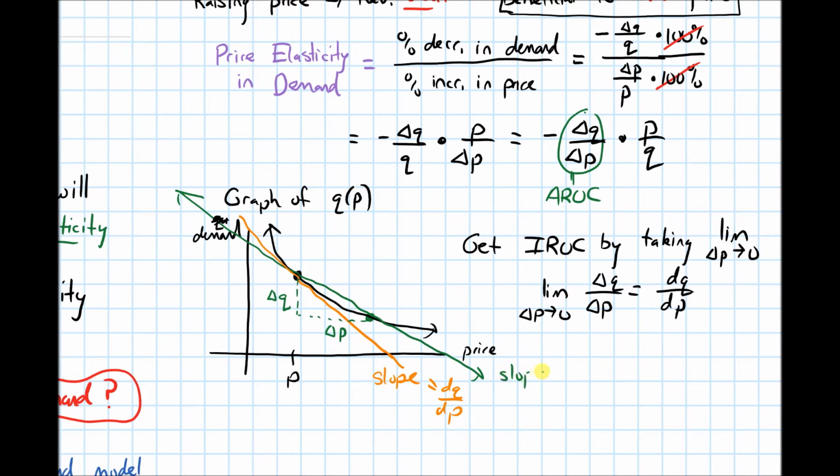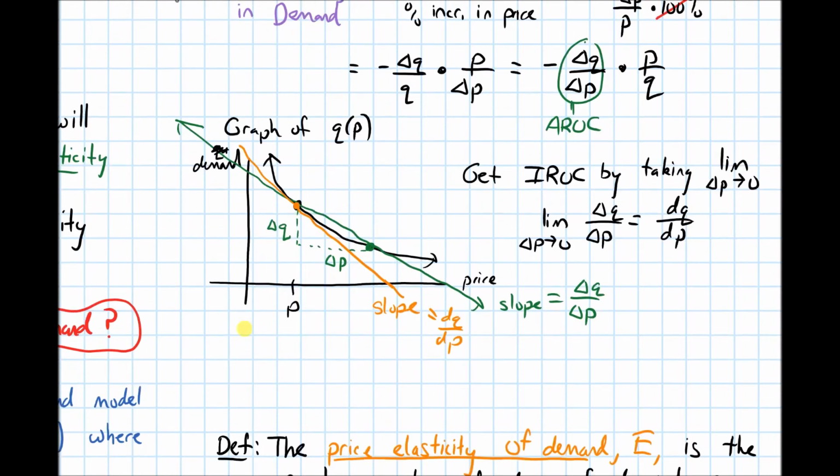So technically, when I said this thing at the top was the price elasticity of demand, it might have been a little bit better to say this was the average price elasticity of demand, because we had this average rate of change in it. And now we've talked about how we can make that an instantaneous rate of change. So when we do make it an instantaneous rate of change, we get the following definition. This is actually what we'll call the actual instantaneous price elasticity of demand.